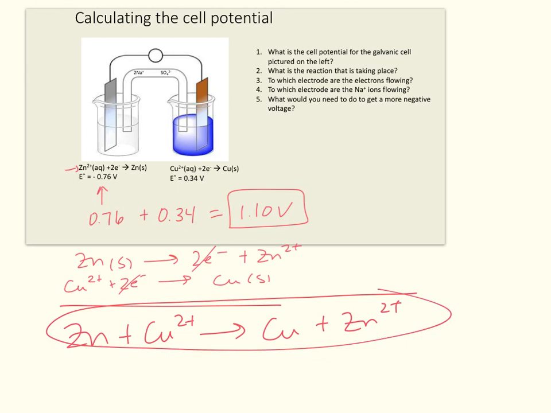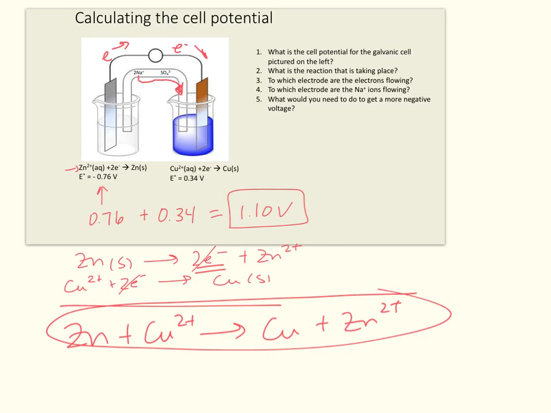To which electrode are the electrons flowing? So we're going to be losing electrons from the zinc because they're being produced, and so electrons are going this direction. Into which electrode are the sodium ions flowing? So the sodium ions in the salt bridge have to go down here to help neutralize some of the negative charge that this cell on this side is gaining.